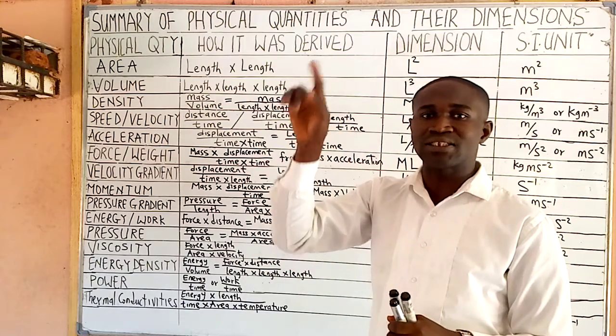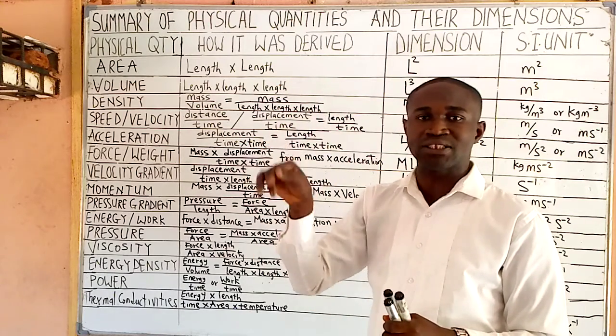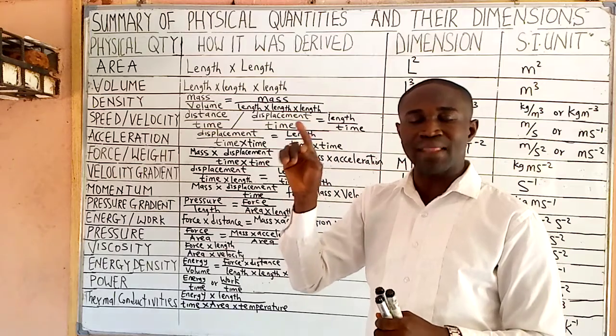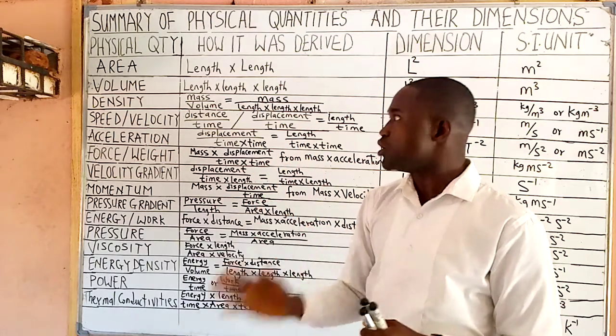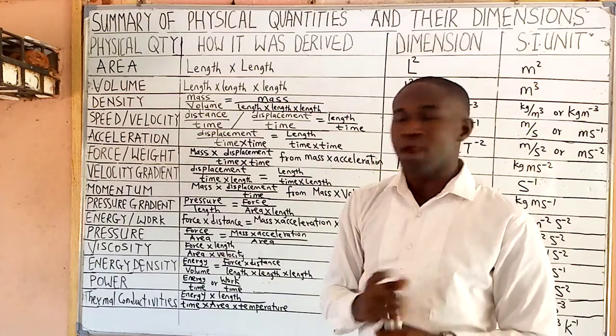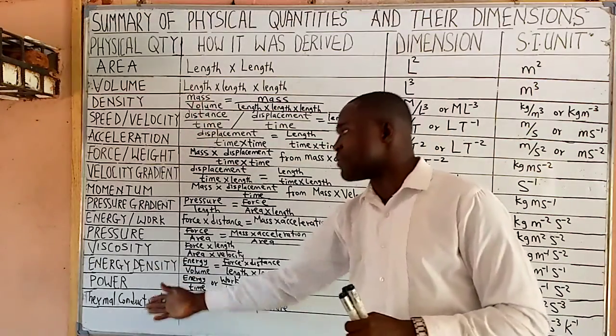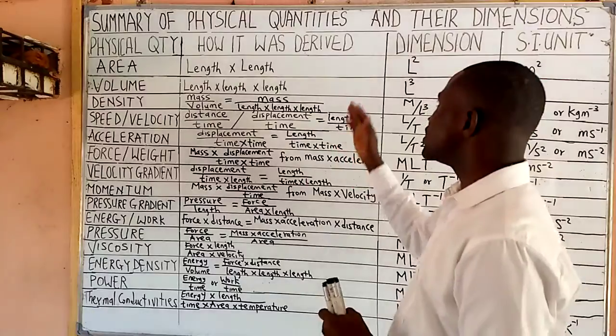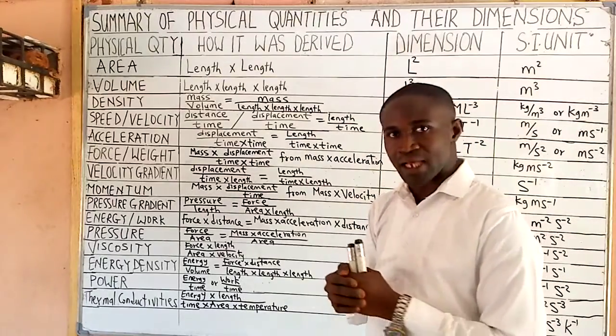For length, it is L. For time, it is T. For mass, it is capital M, and so on. So, look at the derived physical quantities. We have 15 of them before us, and we want to see their respective dimensions.